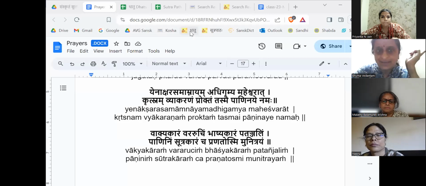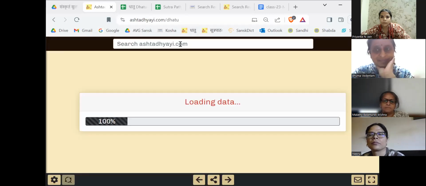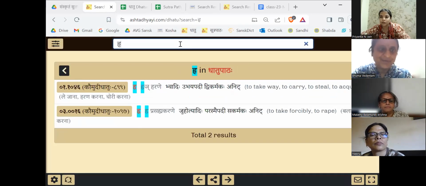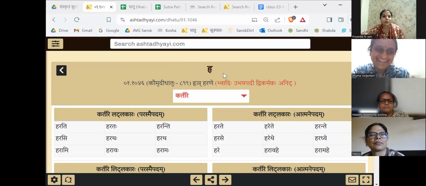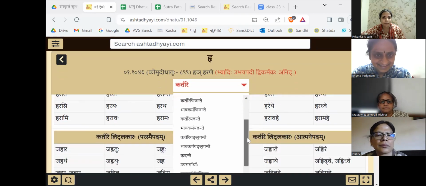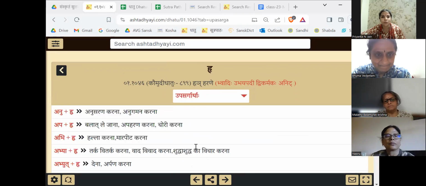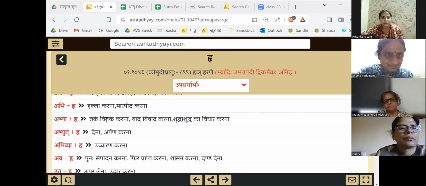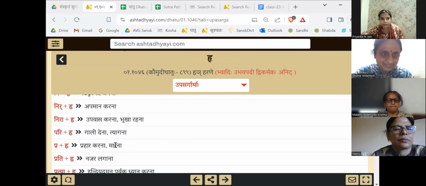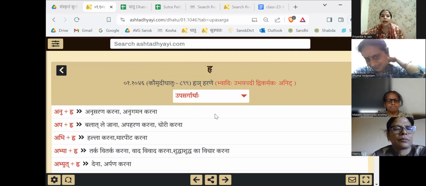For some reason, I think when you copy paste, it is not showing up. So here, the first option to see more meanings is when we go to Upasarga. And here it gives us all these meanings in Hindi with all the different Upasargas.